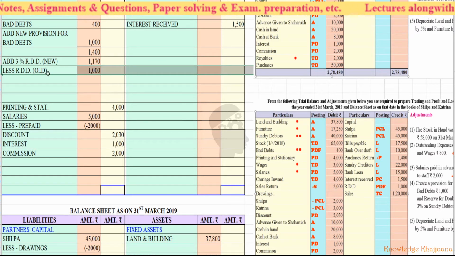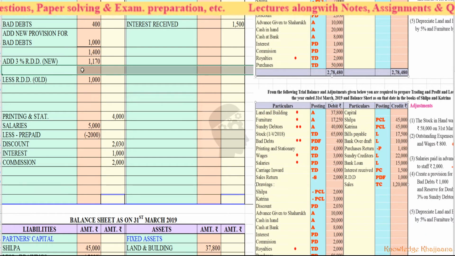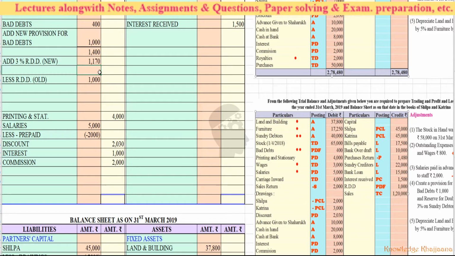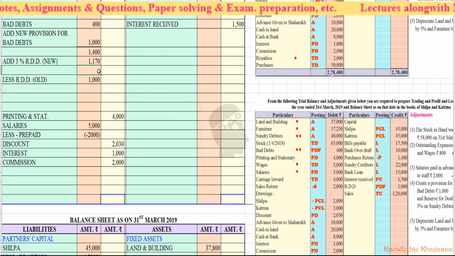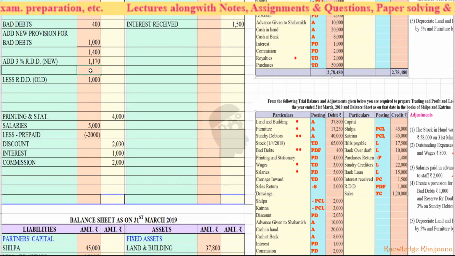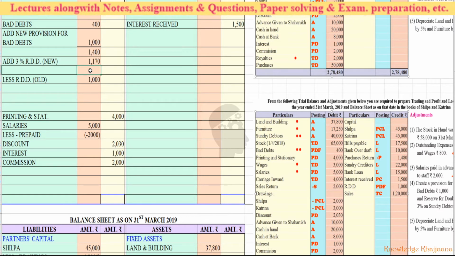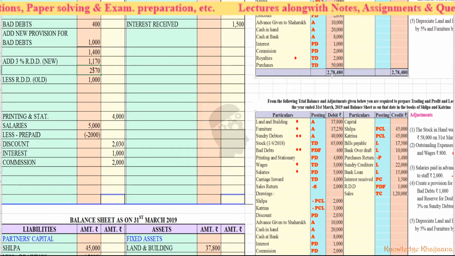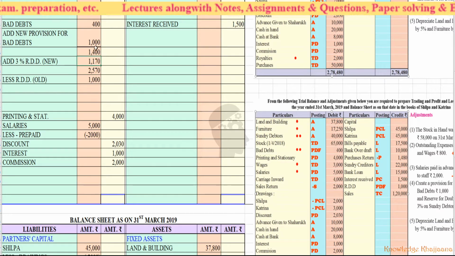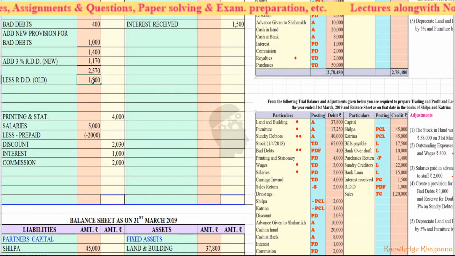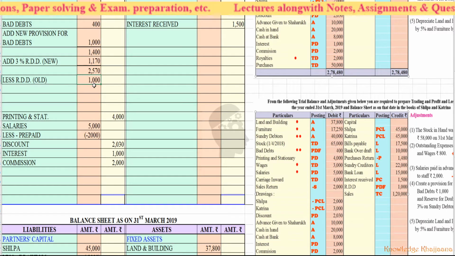Okay. So how much is the total of rupees 1170 and rupees 1400? We have to calculate over here, right? That is 2570. 2570. Okay. And from 2570, we have to deduct the old RDD.